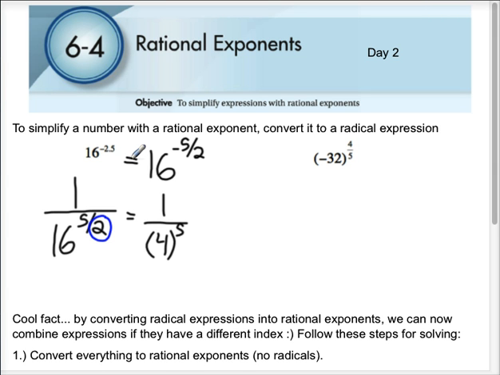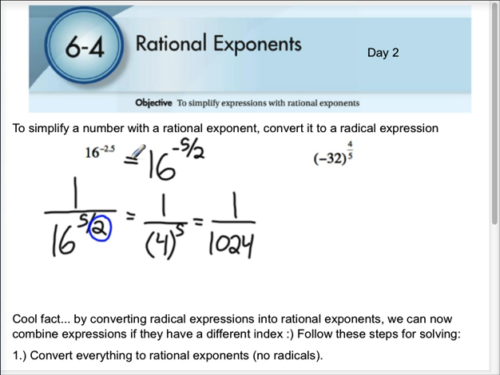If you see a fractional exponent with a denominator of 2, if it's a half, that means you square root the number, and then the numerator of that fraction stays there. Because now we can take 4 to the 5th power and get 1024. And so that's how this would simplify. That's what this would look like as just an ordinary fraction.